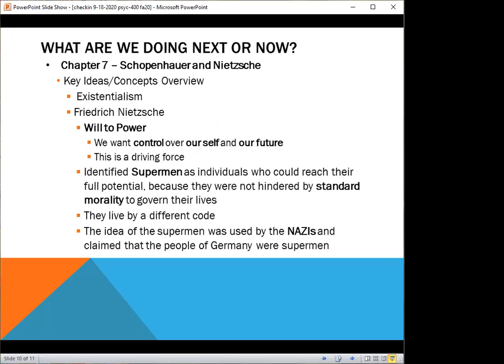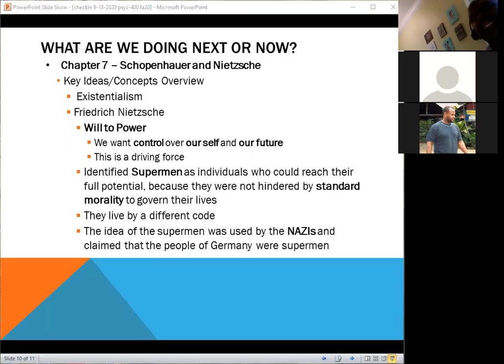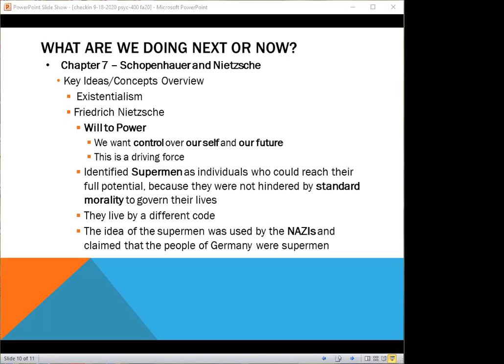And then, as we wrap things up with Nietzsche here, he has the will to power. We saw previously with Schopenhauer the will to live, the will to life, will to survive, whatever you want to call it. That was his driving, motivating factor. Here, what we see is the will to power. And what he meant by the will to power was simply control. People want control over themselves and over their future. This is the driving force, this will to power.